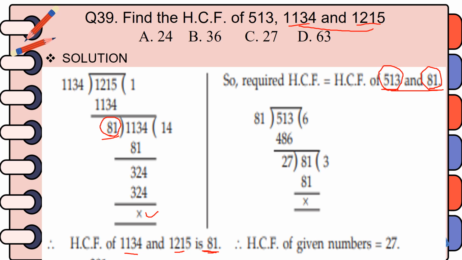So the remainder is 0. And in this second process, the last divisor is 27. The last divisor is 27. So the last divisor is the HCF of the three numbers. So your answer for this question is choice C.